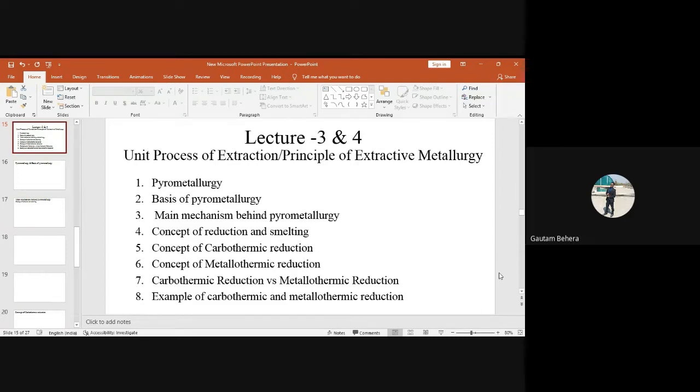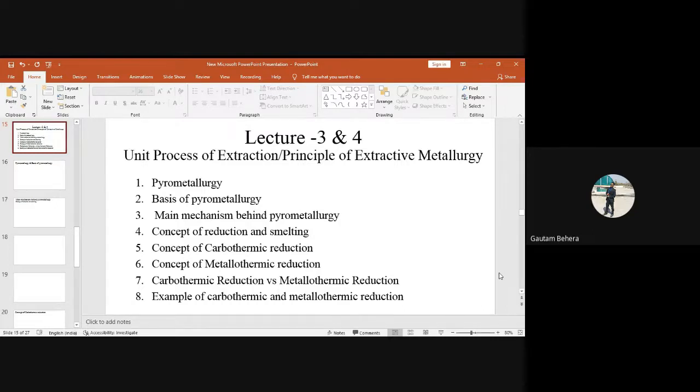So this is lecture number 3 and 4 of this course, Unit Process of Extraction or Principles of Extractive Metallurgy. And today's menu is like this: pyrometallurgy, basis of pyrometallurgy, main mechanism behind pyrometallurgy, concept of reduction and smelting, concept of carbothermic reduction, concept of metallothermic reduction, carbothermic reduction versus metallothermic reduction, and examples. So basically, today we'll be talking about pyrometallurgical concepts.